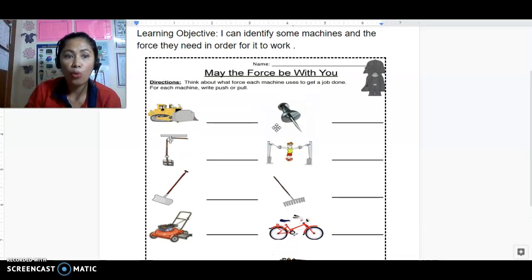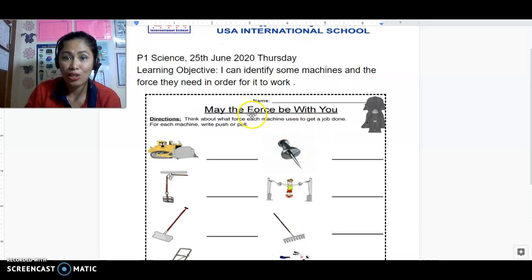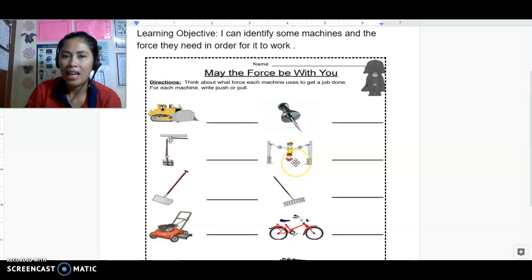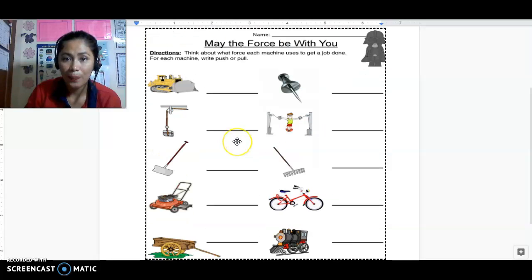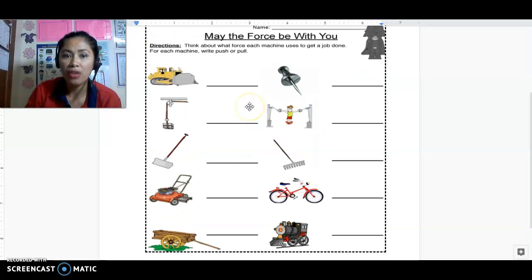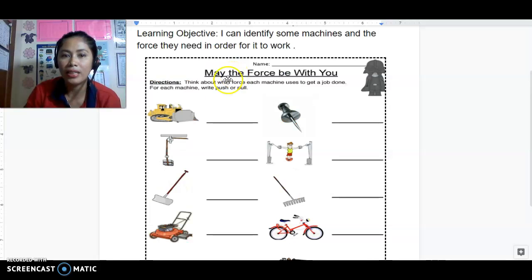So here, this will be your homework for today. Teacher will just discuss and guide you on what to do with this. For your homework, you are going to edit this and write the force that each machine needs in order to work or get its job done.